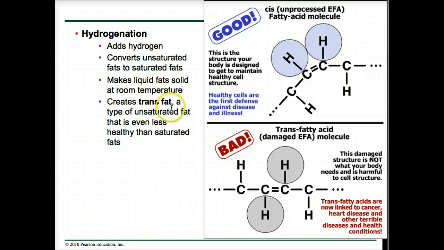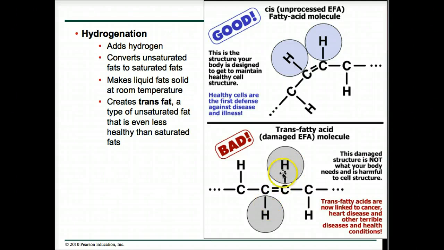This creates a trans fat, a type of unsaturated fat that is even less healthy than saturated fats. So again, if it's the cis process, a natural process like this where the hydrogens are on one side, this is healthy. The body recognizes it as healthy. When the hydrogens are on opposite sides and you force this hydrogenation, this is very bad.